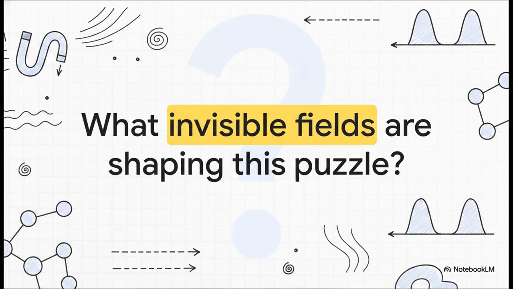So the next time you look at an NMR spectrum, don't just see a bunch of squiggly lines on a page. Ask yourself, what invisible, overlapping magnetic fields are shaping this puzzle?